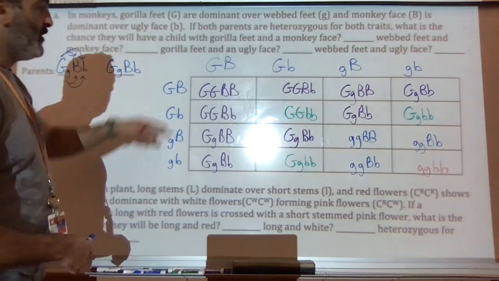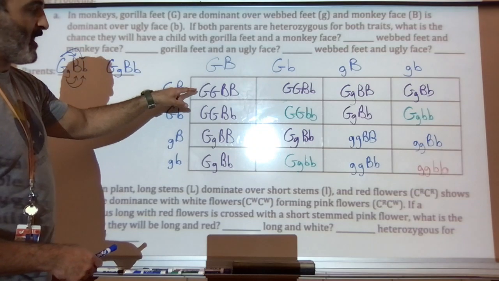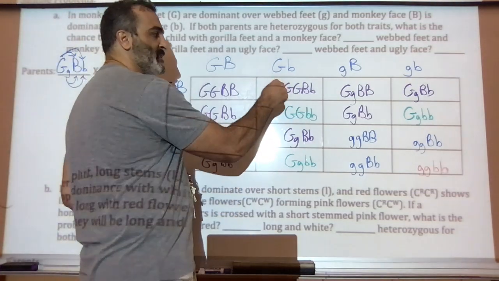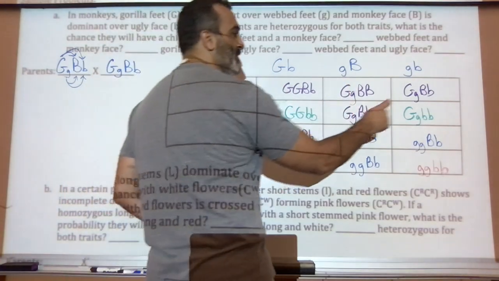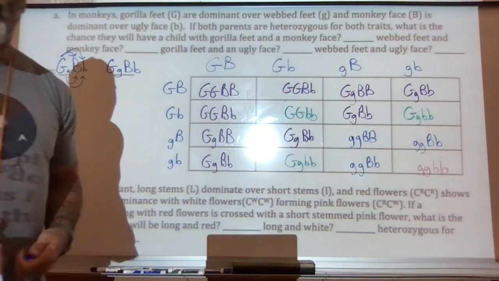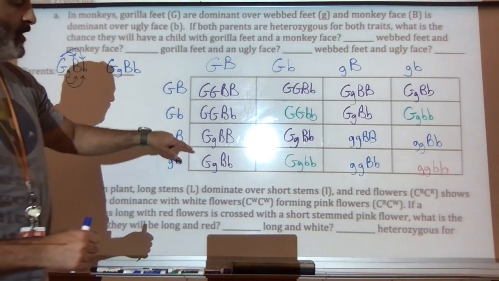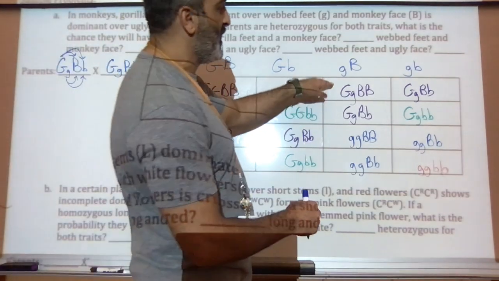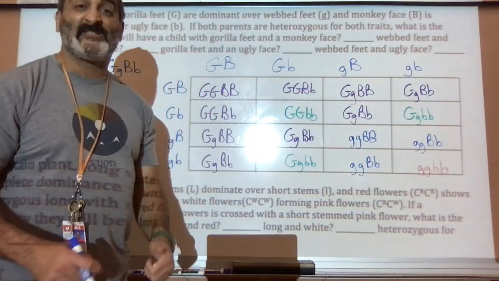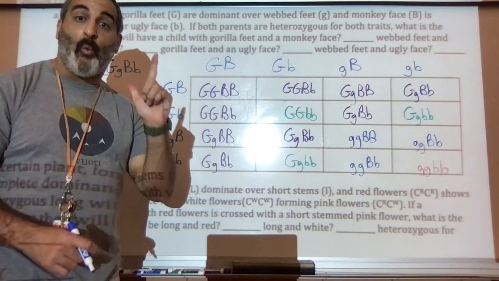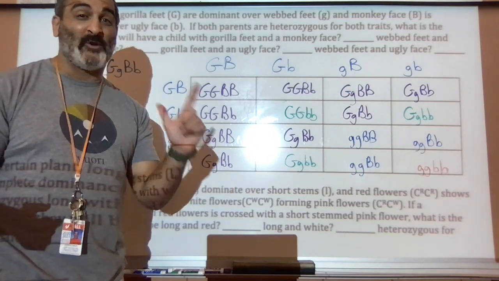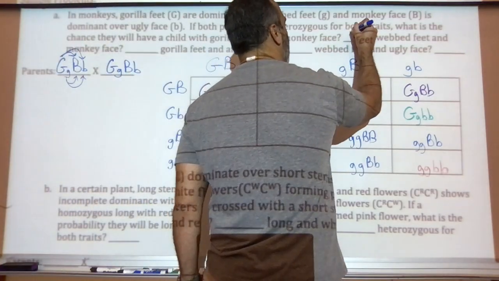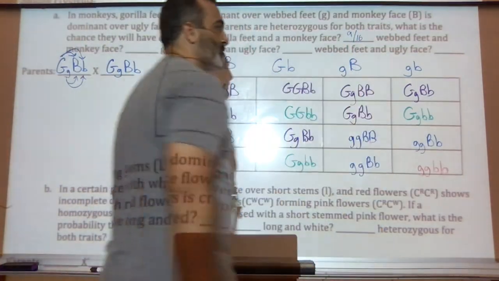So if you noticed, all of these, they're purple, but I don't know if you can see them. I have 1, 2, 3, 4, 5, 6, 7, 8, 9 of them that have that characteristic. So 9 of them have at least one uppercase G and at least one uppercase B. You can have two, but you have to have at least one. So the first answer is 9 out of 16. This is the first correct answer.